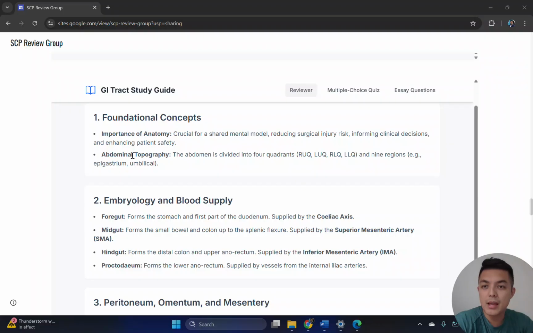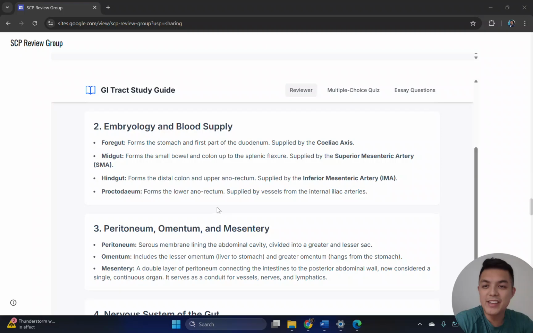So next is abdominal topography. The abdomen is divided into four quadrants: the right upper quadrant, left upper, right lower, and left lower, and nine regions: epigastrium, umbilical, and iliac, left and right. And then it's your task to look it up. This is just a review.